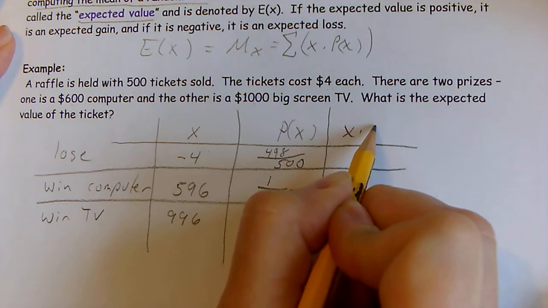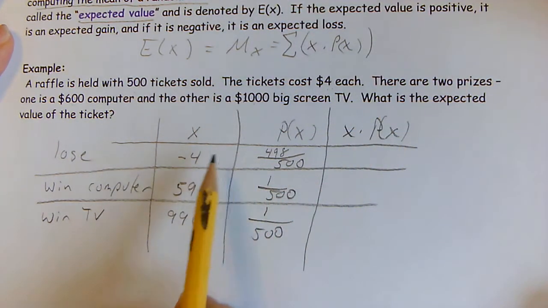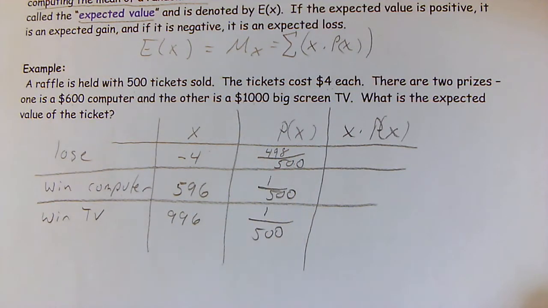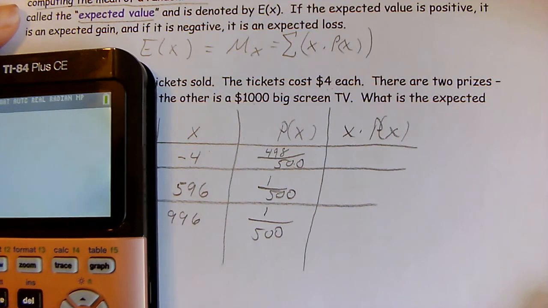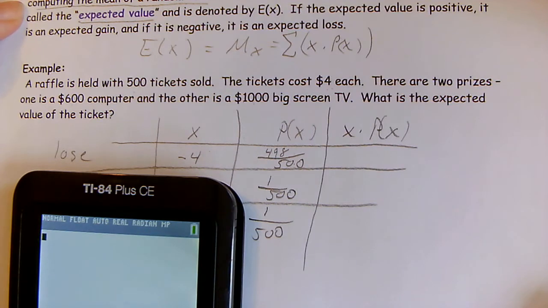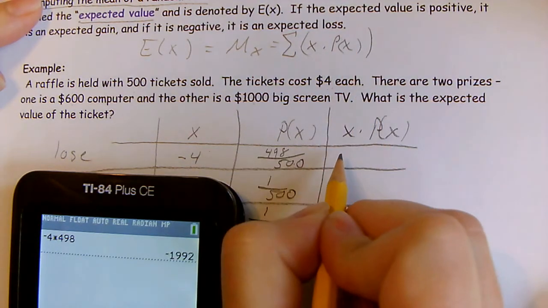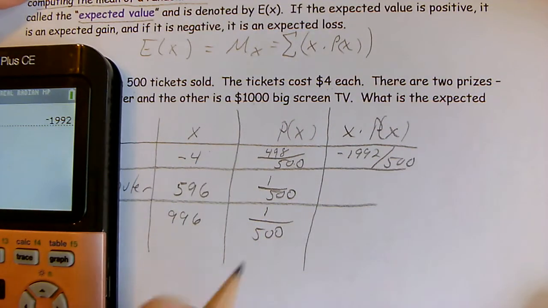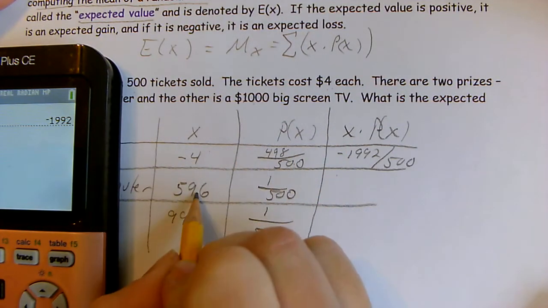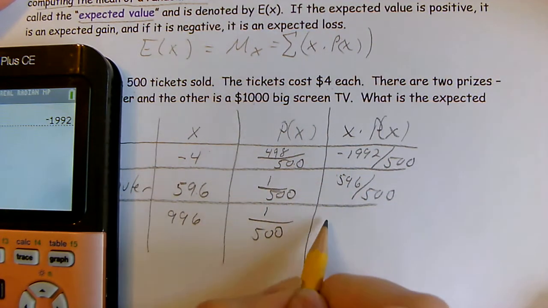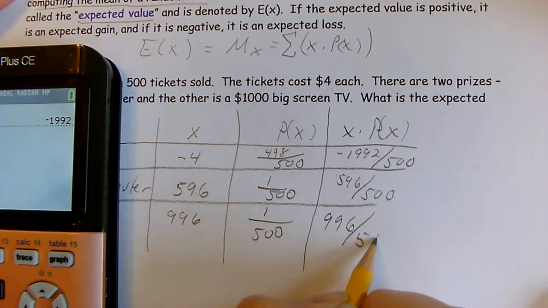To get the expected value, or the mean, I need to take the random variable times each probability. So I'm leaving it as a fraction. If I do -4 times this fraction, I multiply the tops: -4 times 498 out of 500. Here, this is positive. It'll be positive 596 times 1 out of 500. Positive 996 out of 500.